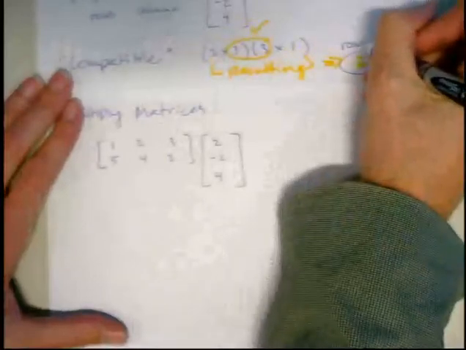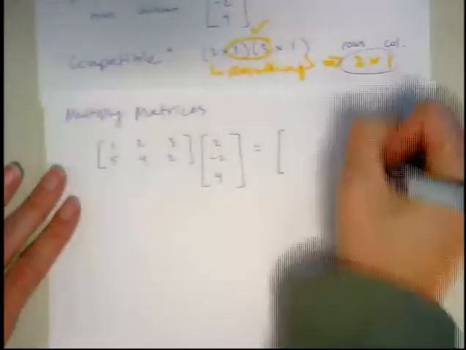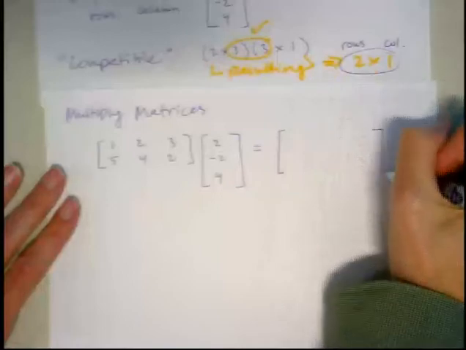Okay, so I can take the 2 by 3 matrix, which was 1, 2, 3, 5, 4, 2, and multiply that by my 3 by 1 matrix, 2, -2, and 4. I know that I'm going to end up with a 2 by 1 matrix, so 2 rows and 1 column. So I can give myself a resultant matrix that has 2 rows and a single column, and I'm going to leave some room so that I can write my math. Okay, so 2 rows and 1 column.